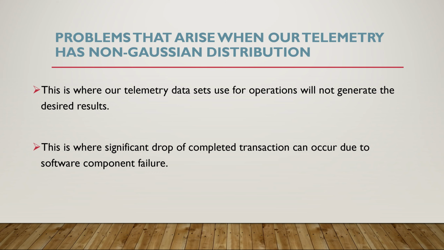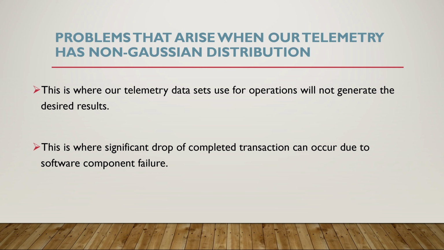So there are some problems that can arise when our telemetry has non-Gaussian distribution. This is where telemetry data sets for operations will not generate the desired results. An example would be over alerting. You have it set up to alert you if things go wrong, but maybe things aren't really wrong and they're just slightly off course, and it's alerting, and so here you are trying to sleep at 3 a.m. in the morning, and you're getting alerts that, oh, something's not right, nobody's using your services, oh, probably because it's 3 o'clock in the morning, and so forth.